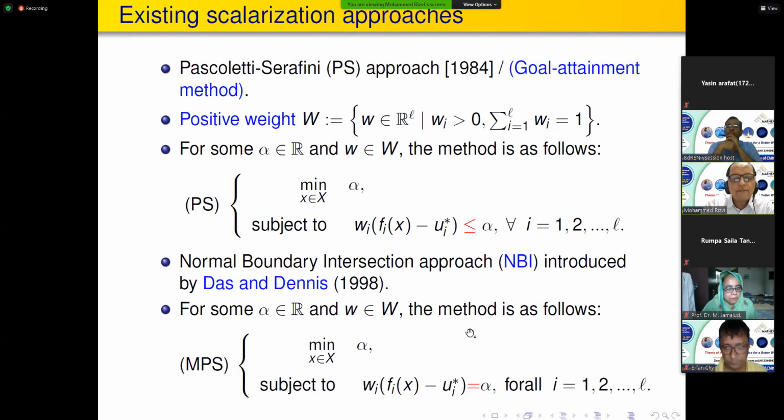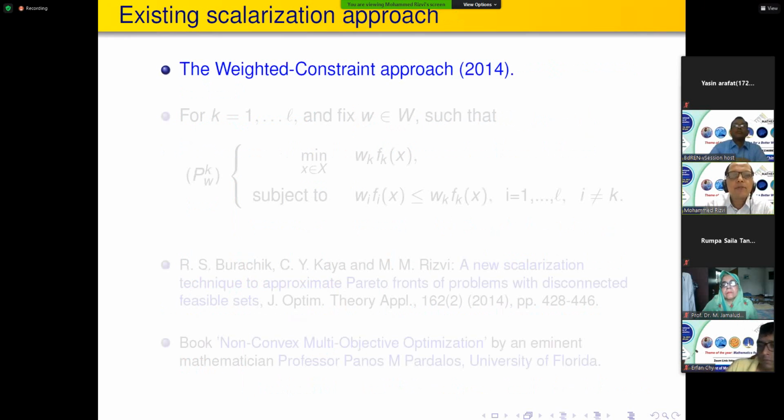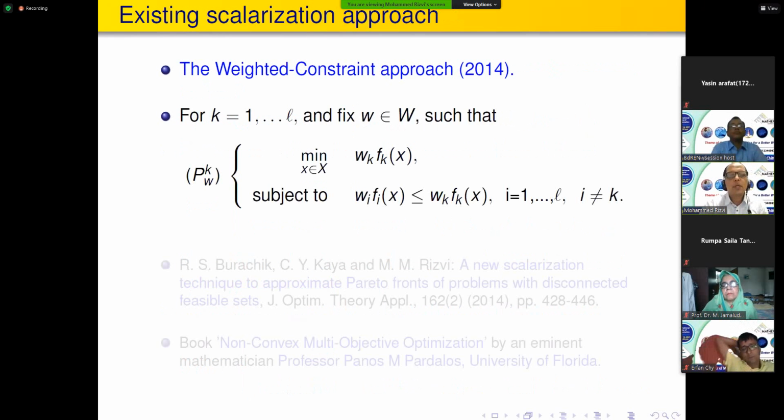This is very effective and works well when the Pareto front, the set of all weakly efficient points, is connected, meaning there is no gap inside the Pareto front. Then Das and Dennis works well. And recently, meaning 2014, there is another scalarization approach, also very popular nowadays in the scientific community. We call it the weighted constraint approach.